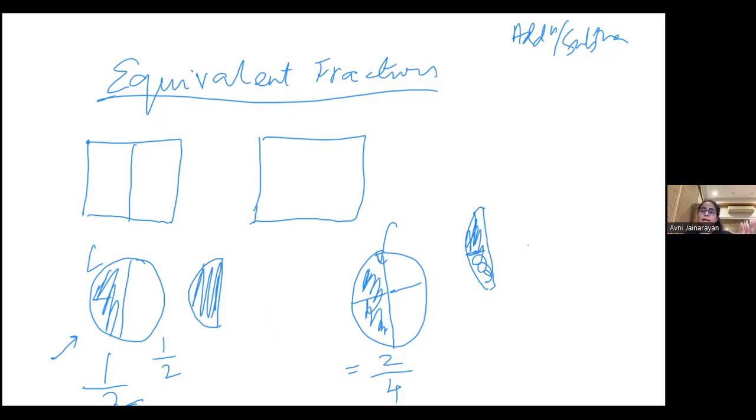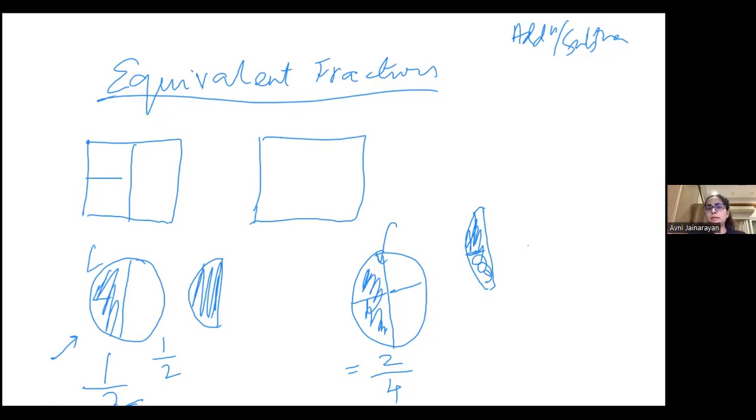So if you give me the answer as 1/2, I may not take it as the right answer because the fraction has 4 equal parts. This is the concept of equivalent fractions. Although they are the same, the number of divisions that they have is different.